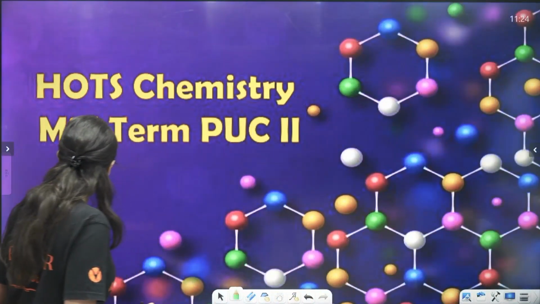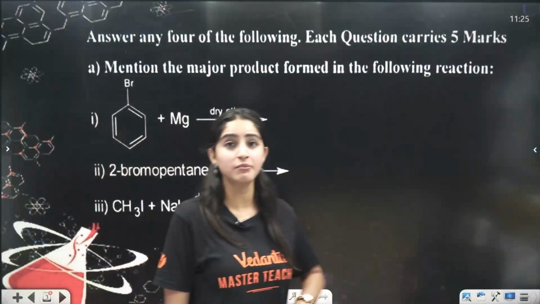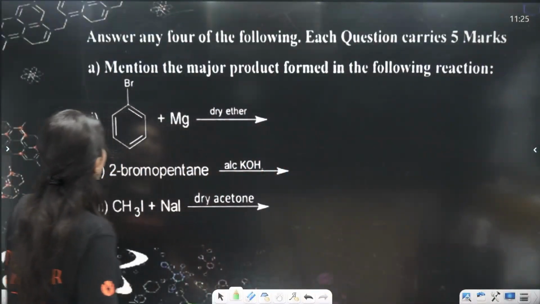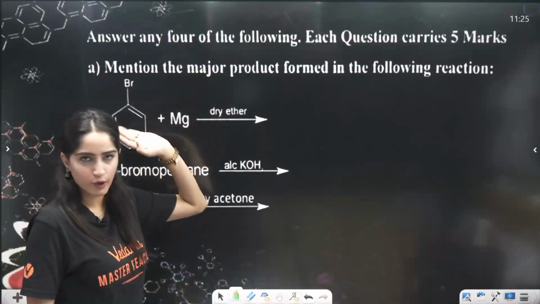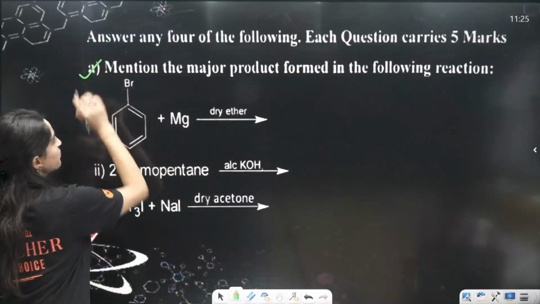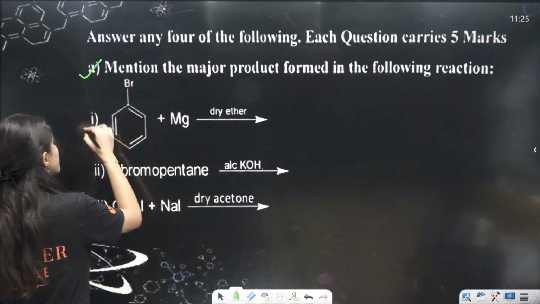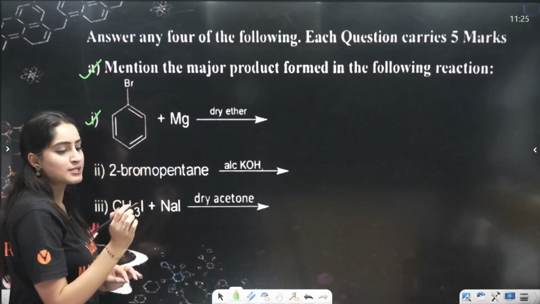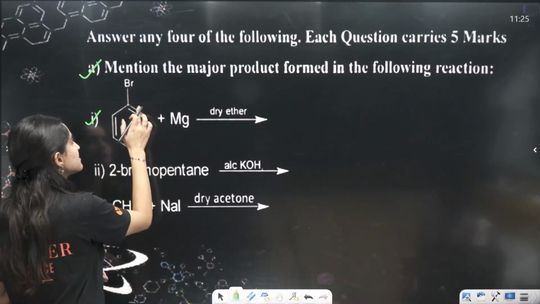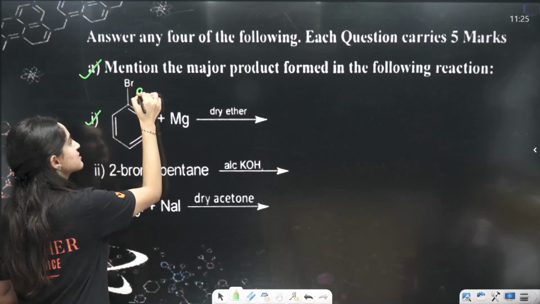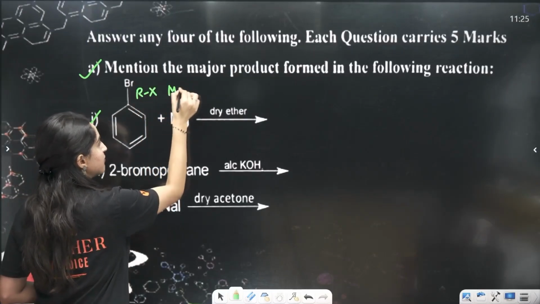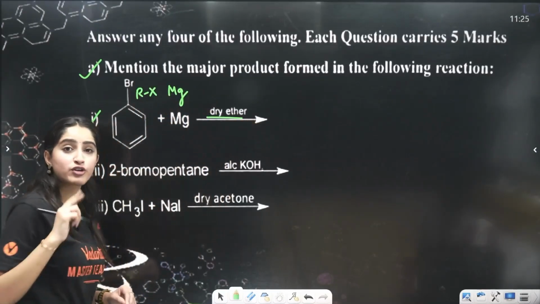So now let us start this without wasting any time. Let's see your first question, that is answer any of the following, right? So first is mention the major product formed in the following reaction, right? So first thing is here you are given with some alkyl halide, right? That means this R and X is given to you along with Mg and in the presence of dry ether.